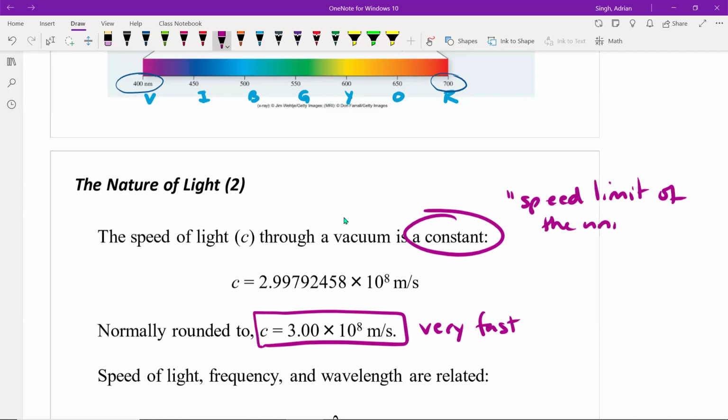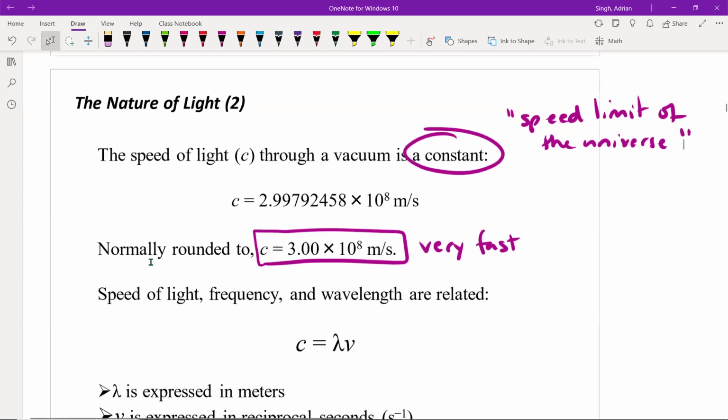Okay, you do not use this if you get pulled over by the cops for speeding. Don't say, oh, it wasn't even close to the speed limit of the universe. There are speed limits on roads that you need to adhere to. But this is the speed of light. Okay, it's through a vacuum. So 3 times 10 to the 8. So in other words, 300 million meters per second is how fast light travels.